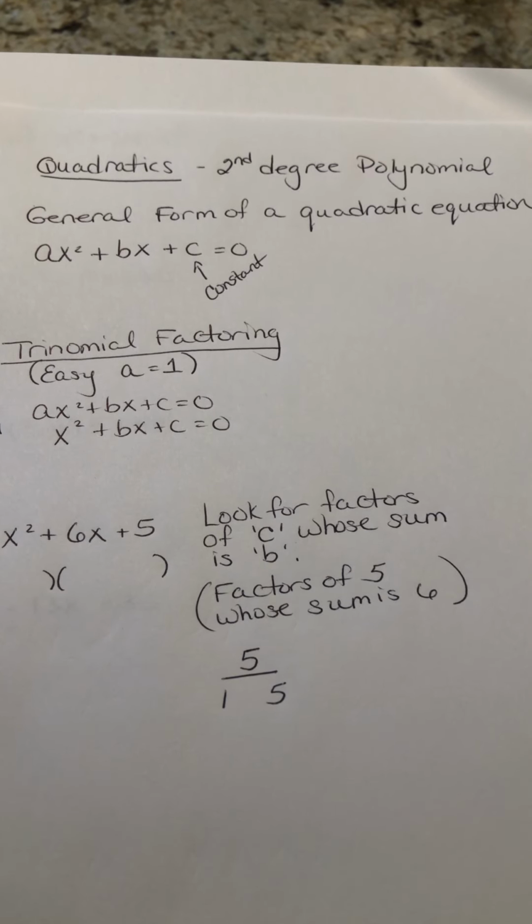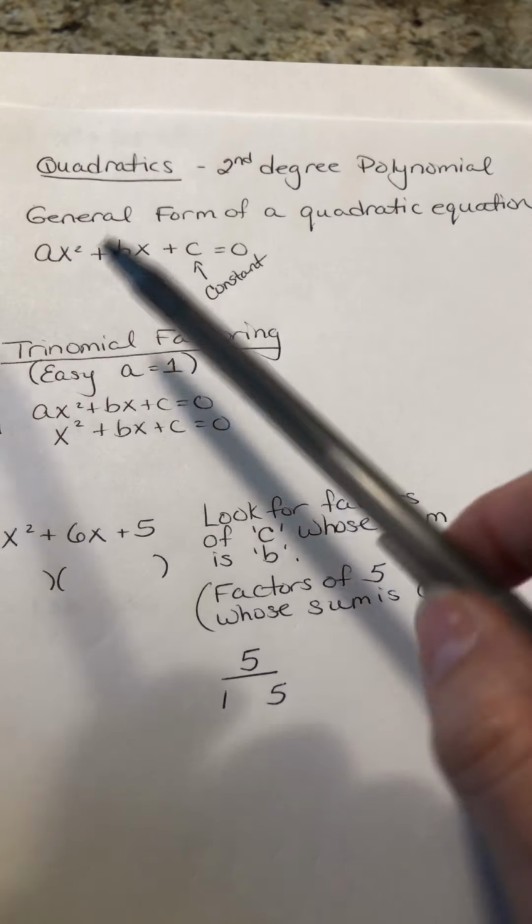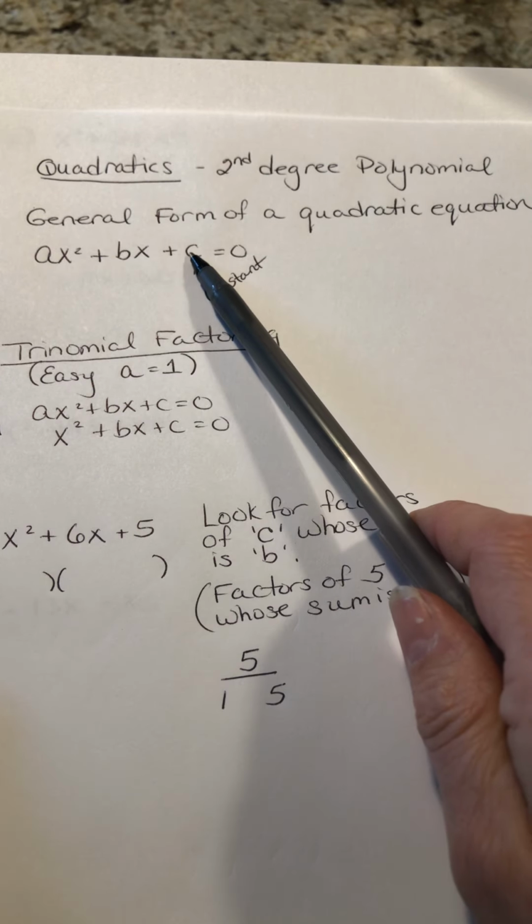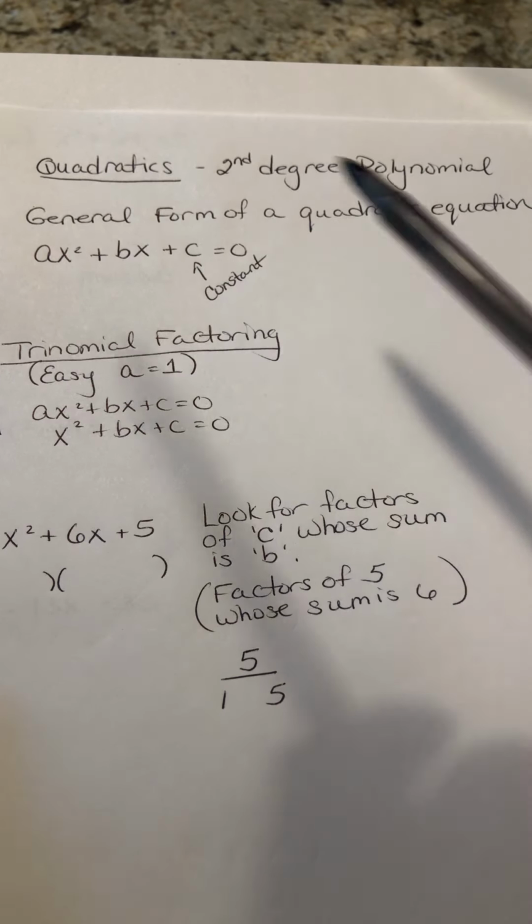Hi everyone. We're going to look at quadratics today. So if you remember back from our polynomials unit, a quadratic is a second degree polynomial, which means that there is a squared term in the equation. The general form of a quadratic equation is ax squared plus bx plus c equals 0.